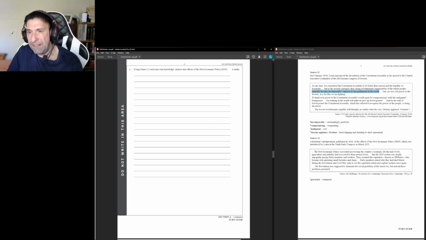The new economic policy succeeded in reviving the country's economy. By the mid-1920s, agriculture and industry had recovered to their pre-war levels, but the NEP system was deeply unpopular among party members and workers. They resented the capitalists known as Nepmen, who became rich operating small factories and shops. Party members asked why they had shed blood during the Revolution and Civil War, only to see the capitalists return and exploit workers once again. The revolution was supposed to eliminate the social problems of the Tsarist era, but instead these problems persisted.